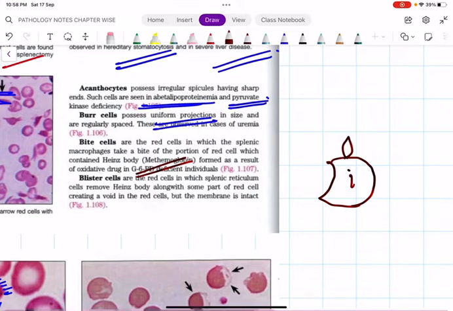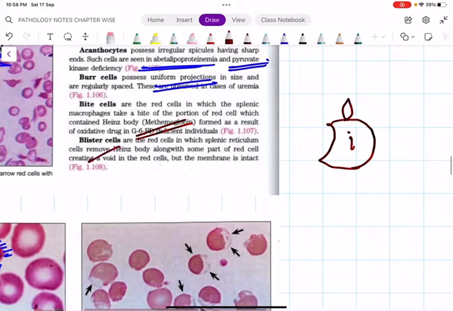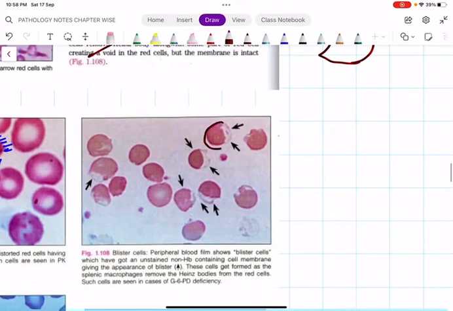Okay, yes. So sometimes the splenic macrophages won't eat the RBCs completely, but at the same time, it will eat partially and it will create some space. So that is what we call as blister cells. See, I will show the picture. See, this is an RBC, and you can see a gap. See, you can see a gap. This is what we call as blister cell.